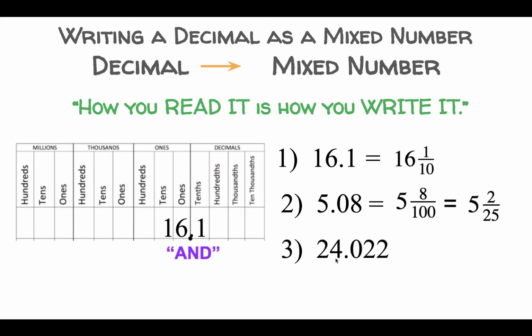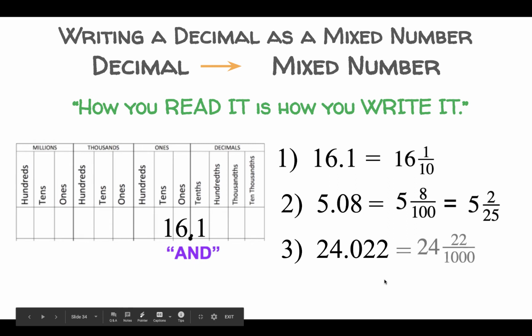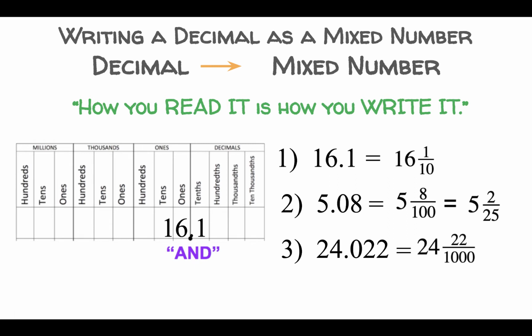Let's look at the last example in this second chunk in our notes. 24 and go to this last digit. What room is it in? Tenths, hundredths, thousandths. I see the number 22 in there, so I'm going to read this as 22 thousandths. That's how I write it. Can I simplify the fraction part? You bet I can. I can divide the numerator and denominator by 2 to get 24 and 11/500ths.